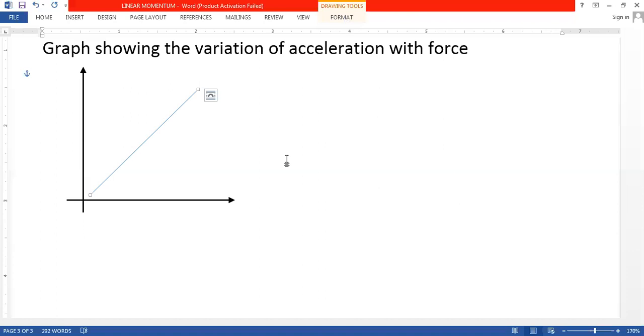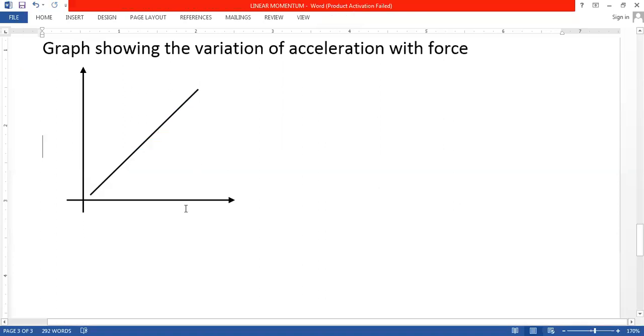Draw this graph where the force is on the x-axis and the acceleration is on the y-axis. What does this line indicate? It indicates that if the force increases, the acceleration will also increase. So this is how the graph will be for variation of acceleration with force. Okay. Please draw this graph. Just on x-axis label force and on y-axis label acceleration.